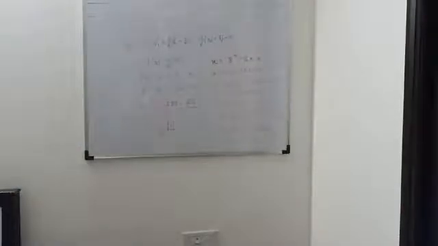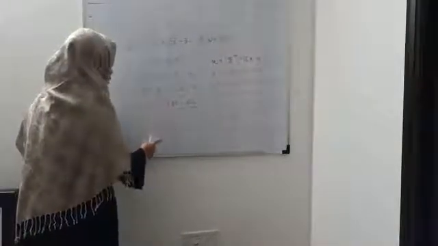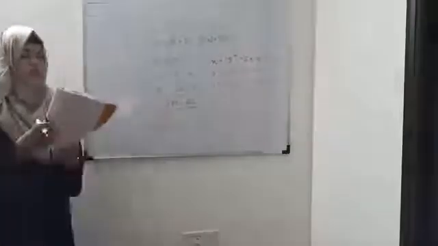So the answer is, okay, so this is the answer. The value of x will be, first, 17 plus under root 33 upon 2, and the second, 17 minus under root 33 upon 2.